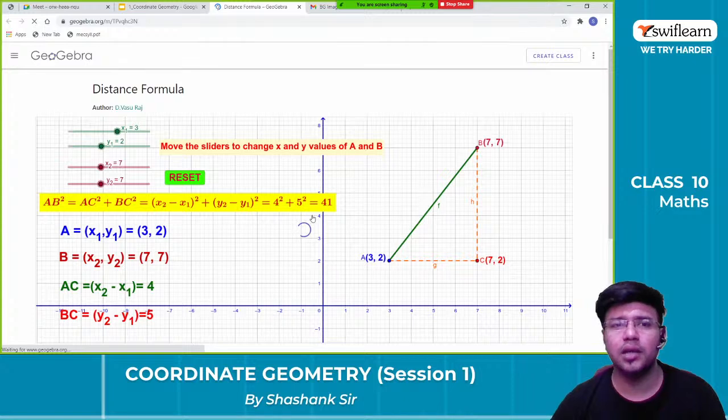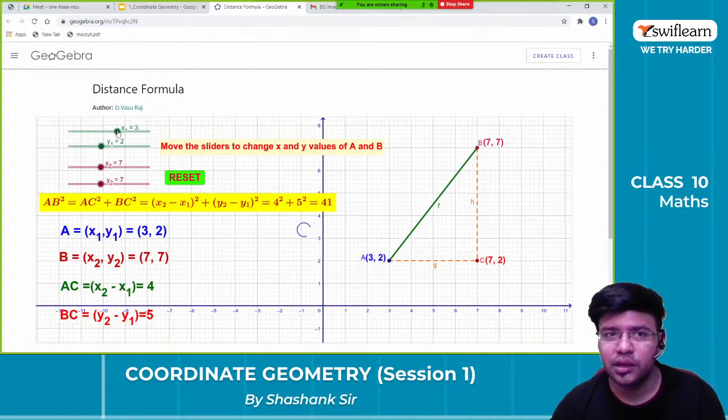See what's been asked, distance formula. Now you can change your x1 and y1 points. See, x1 is 3.2, y1 is 2. You can change it. Let us drag this.